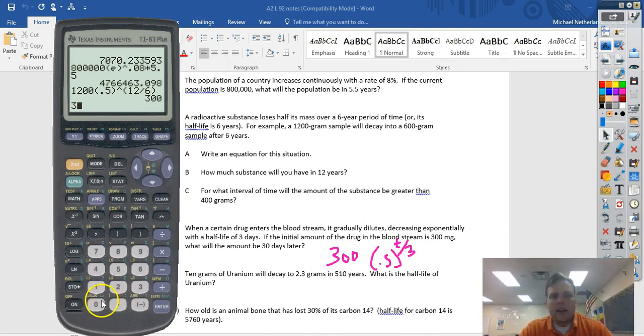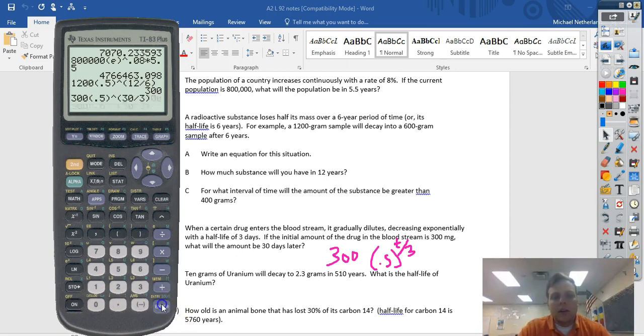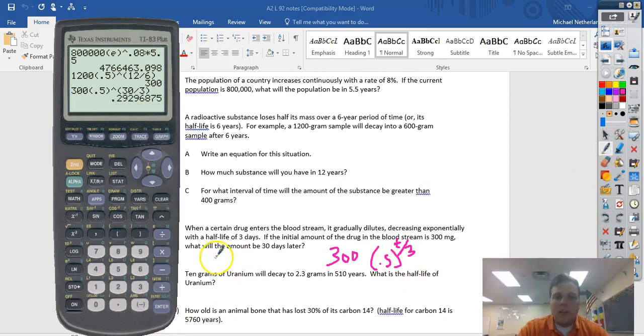So we're just going to simply say 300 times 0.5 raised to the 30 divided by 3. I apologize for that confusion, guys. So we press enter, and we get 0.29. I'm just rounding. Alright, what will be the amount 30 days later? It'll be about 0.29 milligrams.